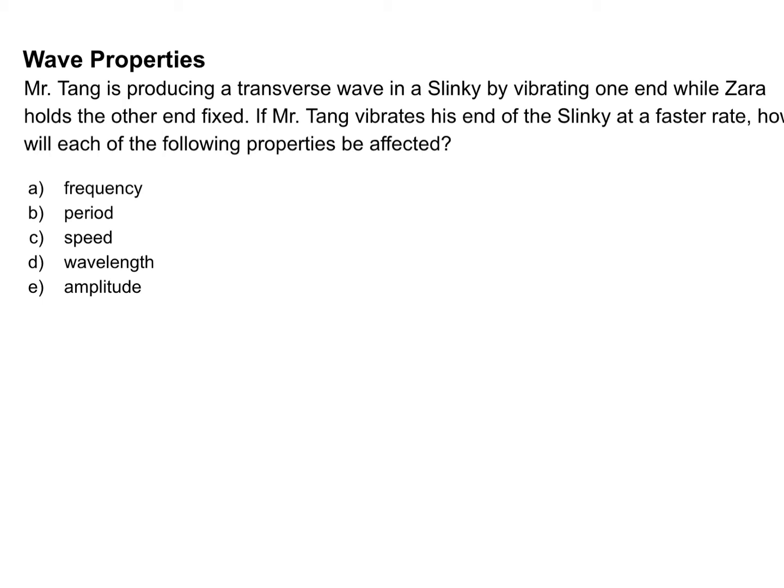So suppose we have Mr. Tang holding on to one end of a slinky, Zara holding on to the other end, and Mr. Tang's gonna make some disturbances on his end of the slinky. He's gonna move his end back and forth, and that's gonna cause this wave pattern to show up on the slinky.